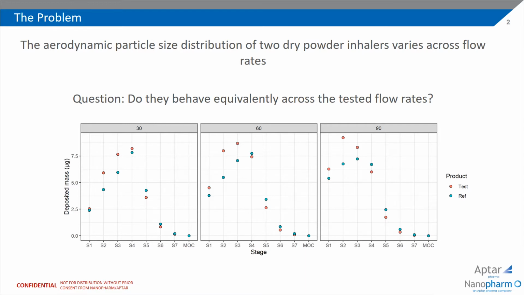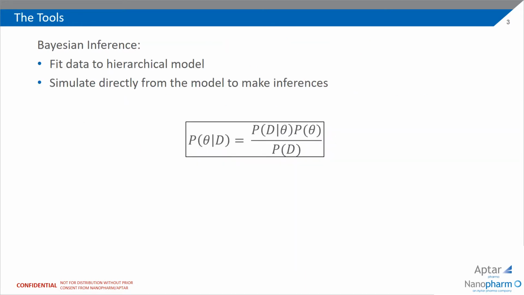However, as you can see from the three plots on the screen, there's a divergence in their behavior as flow rate increases. Now, for the purposes of this work, we're only focusing on the deposition at stage 4, but the question that we've been trying to answer is, does this divergence as flow rate increases result in these devices being deemed inequivalent by the standard statistical test of bioequivalence that you might perform? And the tool that we've used to answer this question is Bayesian Inference.